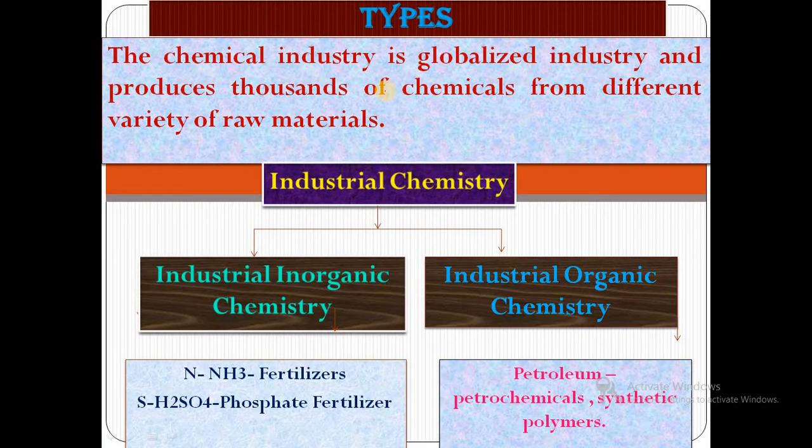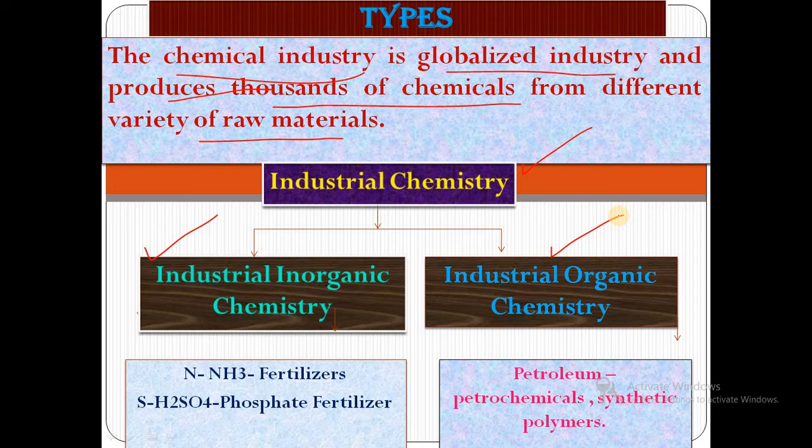Then the types of chemical industry. The chemical industry is a globalized industry and produces thousands of chemicals from a variety of raw materials. So overall, industrial chemistry is classified into two types: industrial inorganic chemistry and industrial organic chemistry.